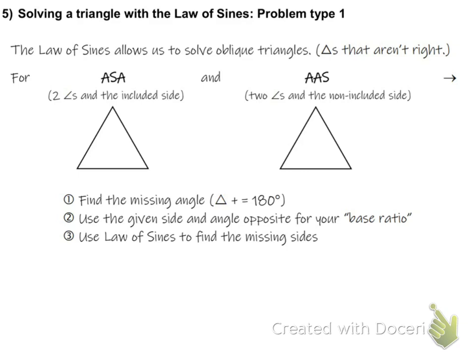The first is when we have angle, side, angle. So two angles and the side between them. We can also use it when we have angle, angle, side. So that's two angles and the non-included side. So for these two situations, we find the missing angle, just knowing that a triangle adds to 180. Then we're going to use the given side and the angle opposite as our base ratio, like sine of A over a, and then use law of sines to find the missing sides.